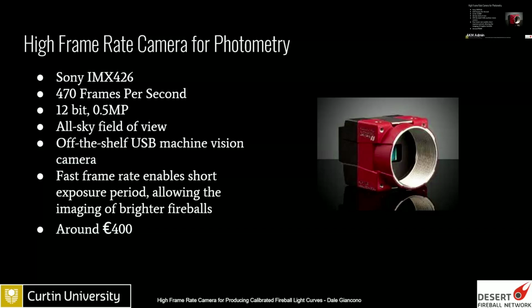It's a 0.5 megapixel resolution sensor. We have an all-sky field of view using a fisheye lens. Essentially, the fast frame rate enables quite a short exposure period, which in the end will allow us to image brighter fireballs. For the Desert Fireball Network's purposes, it's about 400 euros, and that's not too bad.